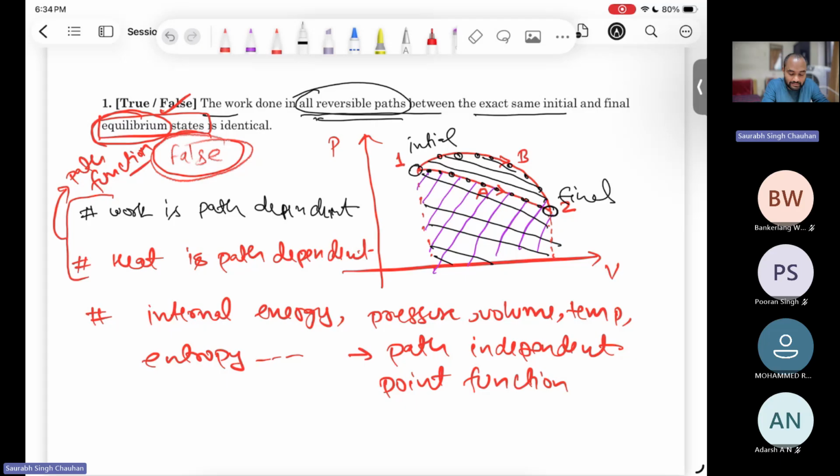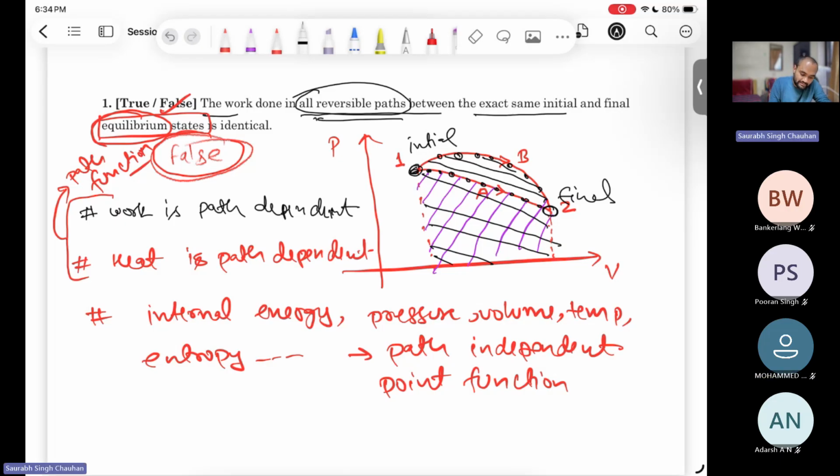For example, if there is a process in which volume is not changing, an isochoric process, then work is zero. But in general, if there is any process, associated with that process there will be a path, and associated with that path you can calculate the work. That process can be anything, reversible or irreversible.